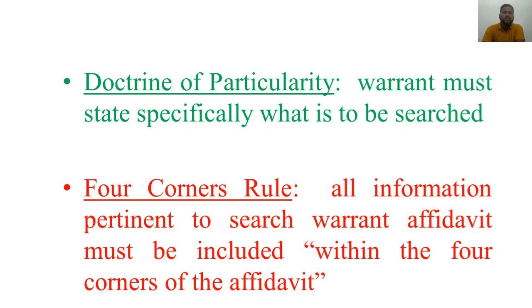The next is four corners rule. So here, all information pertinent to the search warrant affidavit must be included within the four corners of the affidavit. So here, your affidavit paper, that is your legal bond paper, so just consider the four corners of the paper. Whatever information will be issued by the magistrate in order to issue the search warrant, all the information should be there within the four corners of your affidavit paper. That is the four corners rule.